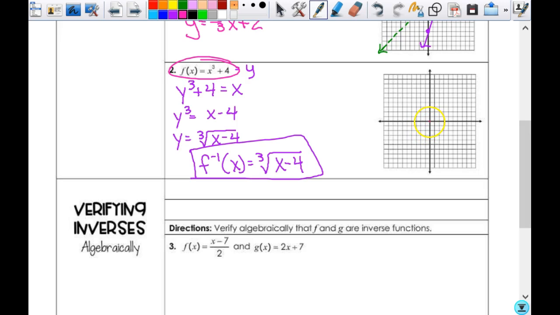So we'll start at 0, 0. The only thing that happens, what's the only transformation that happens? Up 4. So this 0, 0 goes up 4. And that means 1, 1 and negative 1, 1 are just right there with it. No big deal.